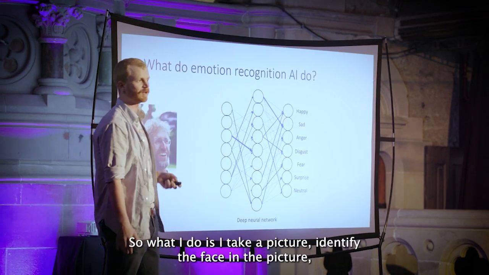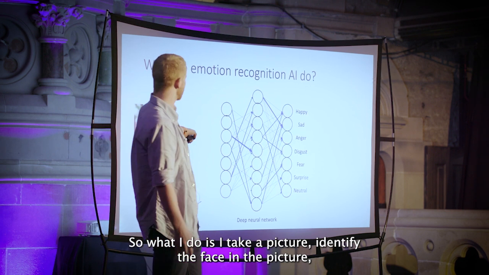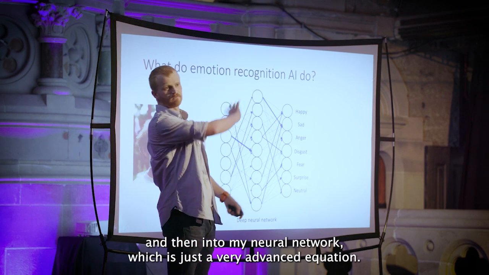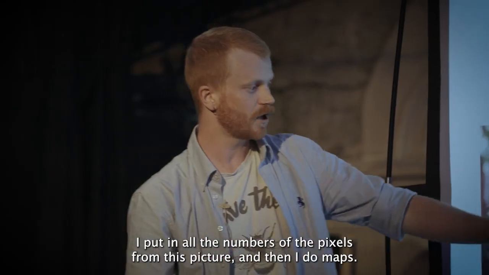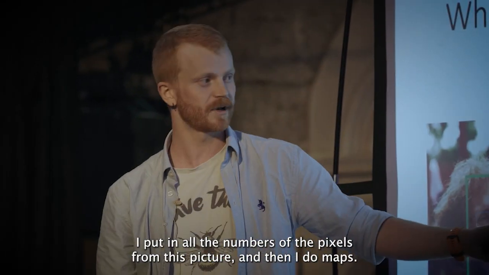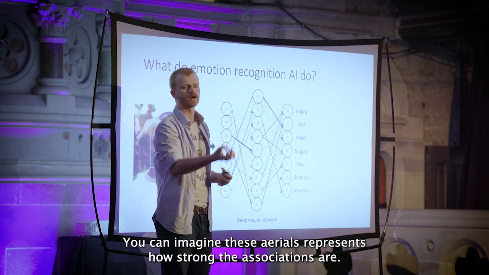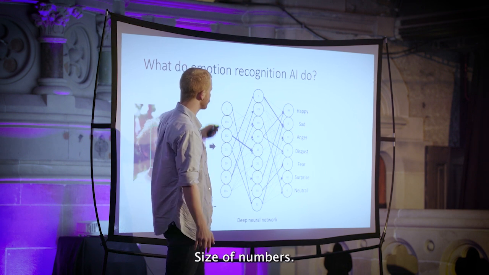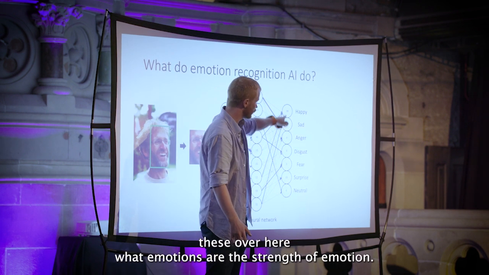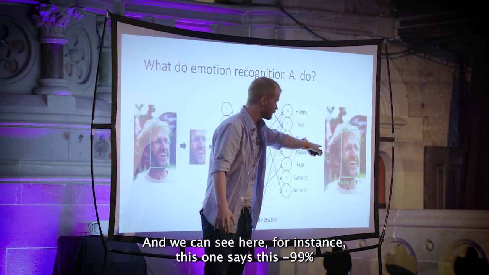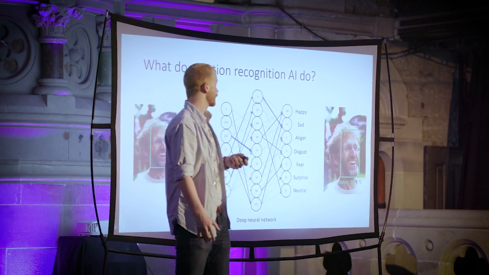So what I do is I take a picture, identify the face in the picture, and then into my neural network, which is just a very advanced equation, I plot in all the numbers of the pixels from this picture. And then I do math. You can imagine these arrows represent how strong the associations are, or the size of numbers, and then it will predict to me over here what emotions, or what the strength of emotion. And we can see here, for instance, this one says, this man is 99% happy.